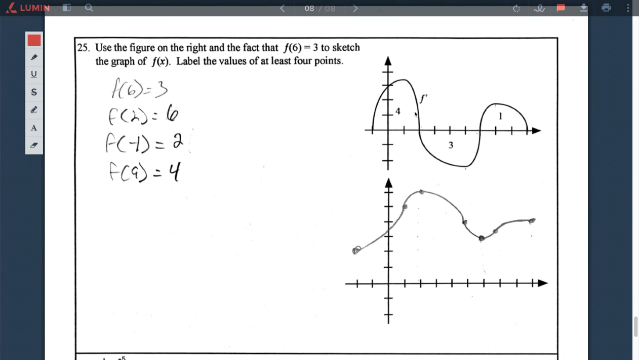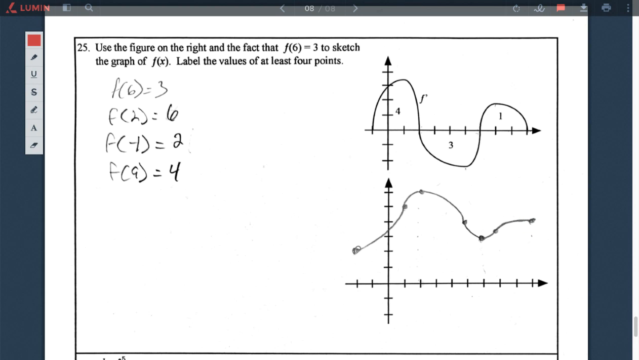There's a POI. My derivative is increasing here, so that means we're concave up. Then we are decreasing, so we're concave down. We're still decreasing, so we're still concave down. We're increasing, so we're concave up. Still increasing, so I'm still concave up. And then we are decreasing to finish off, so we are concave down.